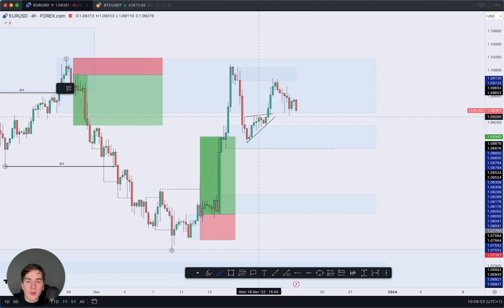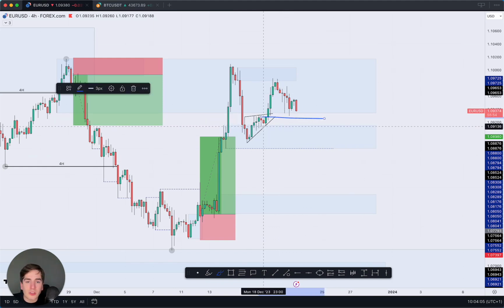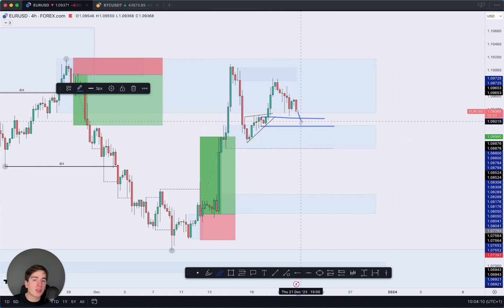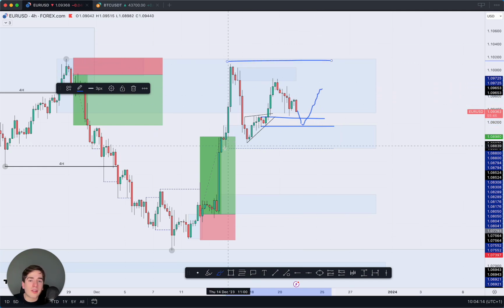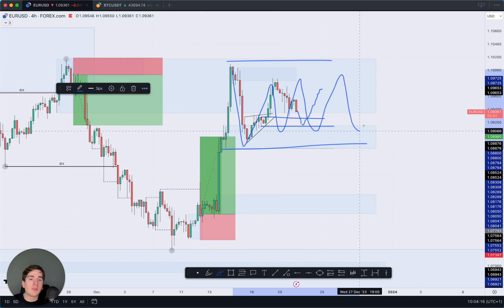Obviously, we have an area of demand positioned over here where price is pushing towards. Very curious to see what will happen once euro dollar reaches that zone. Then we might just start ranging back up again. Obviously, it's December, so not surprised if we just keep on ranging in between these two levels.